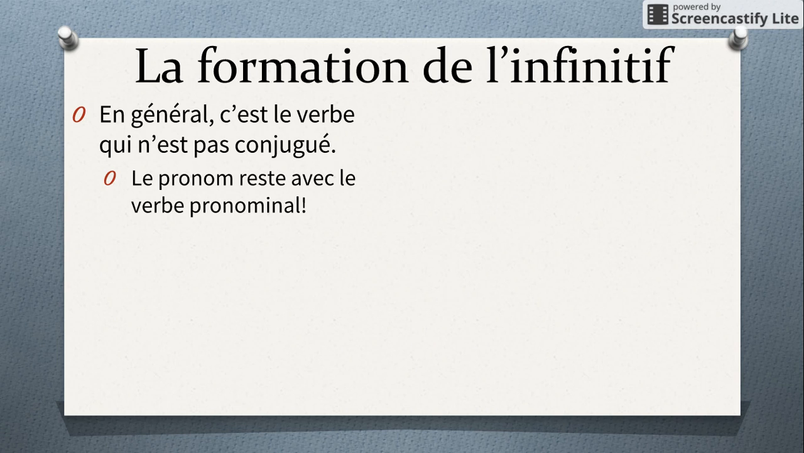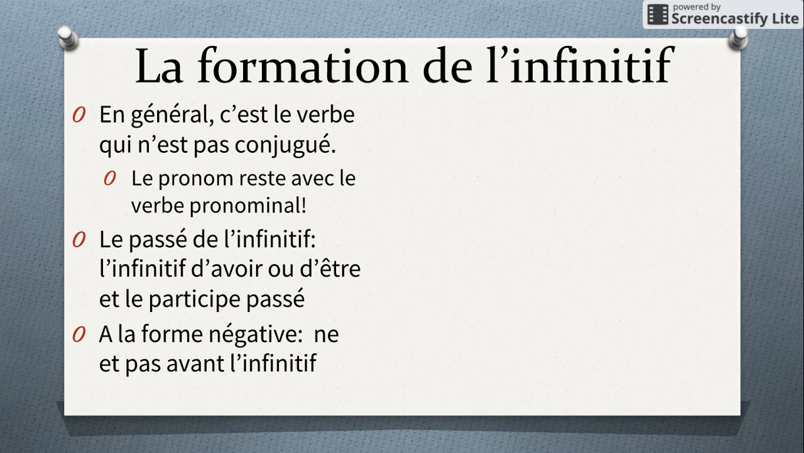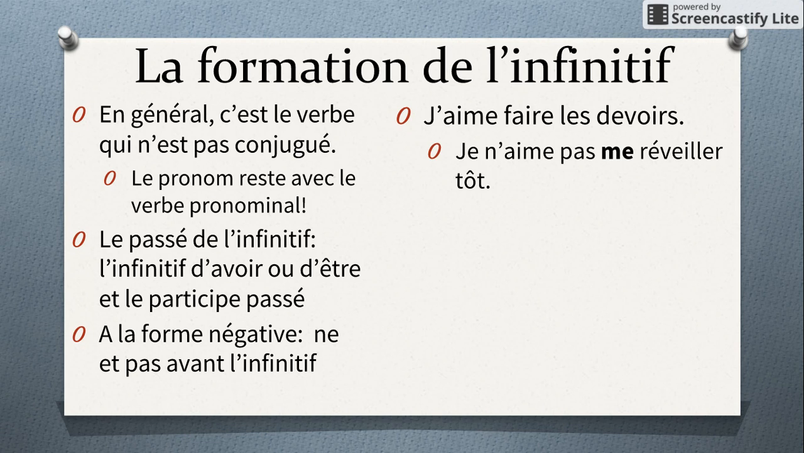So in general, the infinitive is just the unconjugated form of the verb. And if you have a reflexive verb that also happens to be in the infinitive, you would make sure that you keep the reflexive pronoun, but you might have to make it agree with the subject. So in the second example sentence on the right, je n'aime pas me réveiller tôt, we changed the se to me because je is the subject.